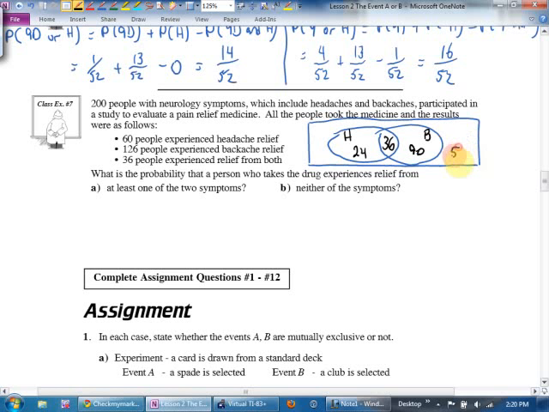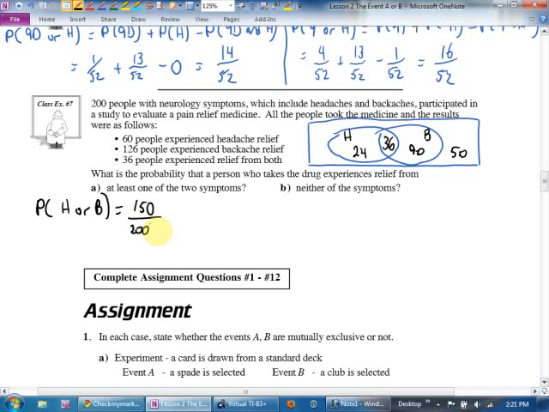Now I've got my Venn diagram set up. Now I can answer the questions. What's the probability that you get at least one of the two symptoms? Now, at least one of means headache or backache. Because remember, we said or means one or the other or both. Now, we could do this with a formula, but isn't it going to be 24 plus 36 plus 90? Or better yet, isn't it going to be 200 minus 50? I think the probability that someone got relief from at least one symptom is that. 75%, I heard somebody say. Yeah, which is, for a medication, pretty good.